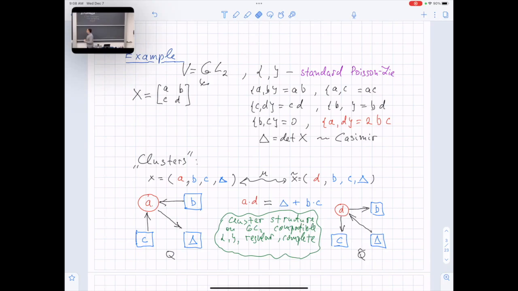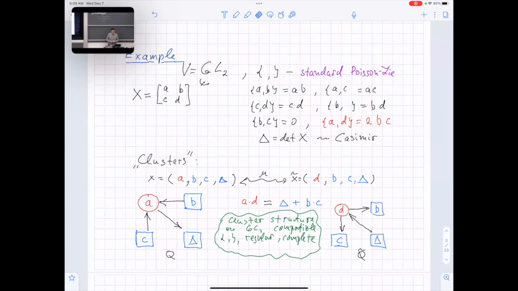But this is an example of a cluster structure, which is called compatible because the Poisson bracket has this nice form. It's called regular because all the functions that we are using here are regular functions on the space of 2 by 2 matrices. And finally, it's called complete because I can restore every single natural coordinate, matrix entry, as a Laurent polynomial in terms of every cluster. Well, so we call this family of functions a coordinate function cluster.